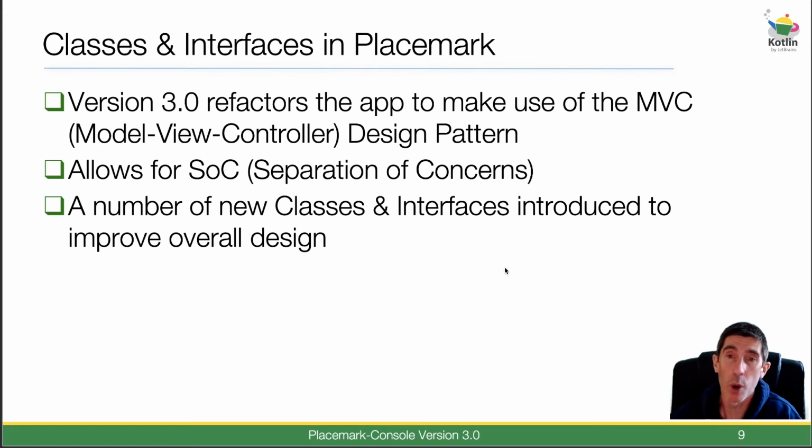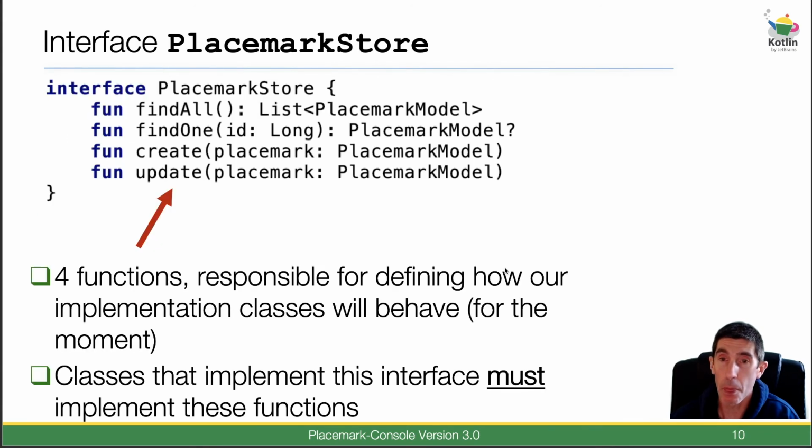Okay, so what we've done is a number of new classes and interfaces have been introduced to try and improve the overall design. So what we have here is our interface, placemark store, which has at the moment 4 functions: a find all, find one, a create, and an update. I'll highlight it there for you now.